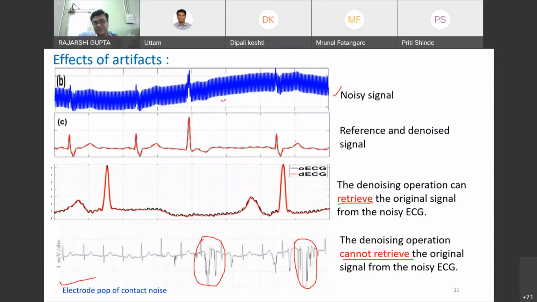Singular spectrum analysis for ECG, these have become very popular. Principal component analysis, there are many methods. But let me tell you very clearly that you cannot retrieve the signal where the signal does not exist. And that example I have shown here in the case of electrode pop or contact noise. So the signal is absent here. There is no signal, so there is no question of retrieval of the signal.